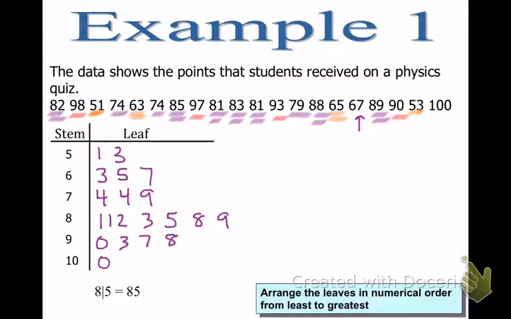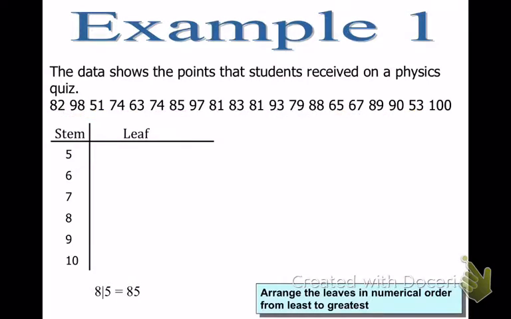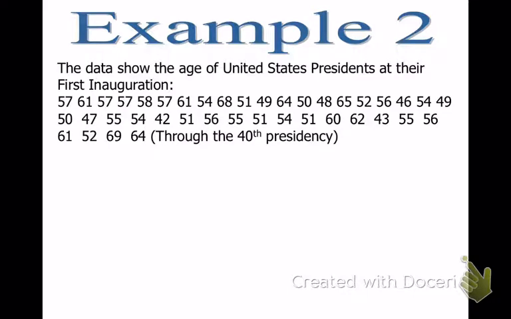Let's go ahead and move on to the next one. So we have example 2, and this is the list showing the data for the age of all the U.S. presidents at their first inauguration. This just goes through the 40th presidency. I believe we're at our 43rd now. So let's identify our smallest number, which is a 42. The oldest president we had was, let's find that number, looks like it might be 69, yeah.